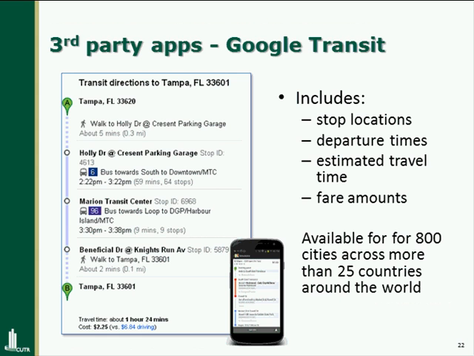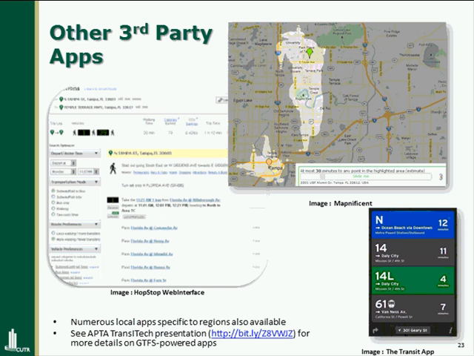So some examples of third-party apps. Google Transit, again, is probably one of the most widely known. The trip planner from point A to point B has also fairly recently begun including real-time information such as service alerts or estimated arrival times if the agency is providing real-time data in addition to their GTFS schedule data. Google Transit is available for more than 800 cities across more than 25 countries worldwide. So among the third-party apps, definitely one of the largest providers.